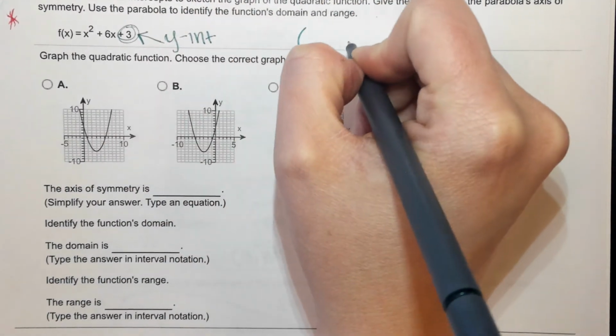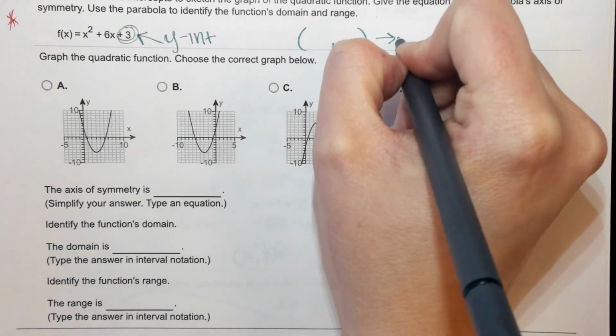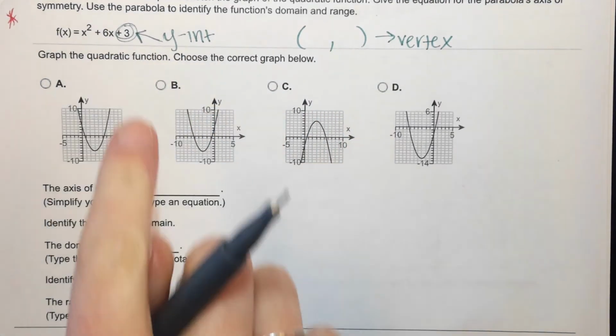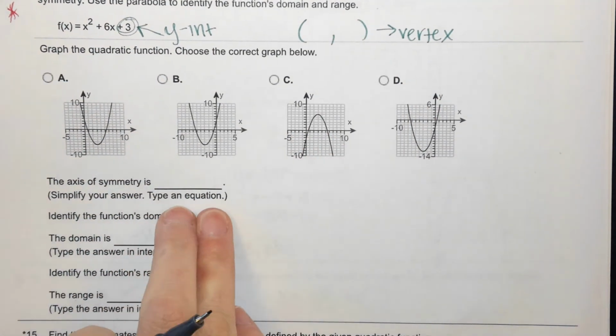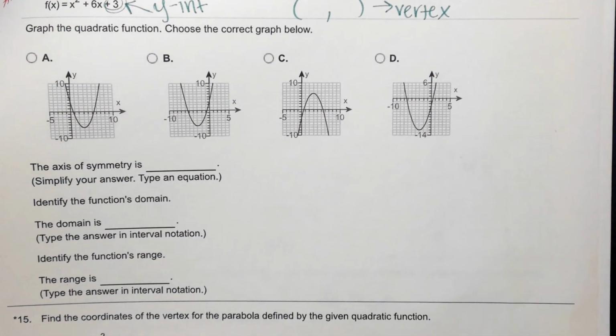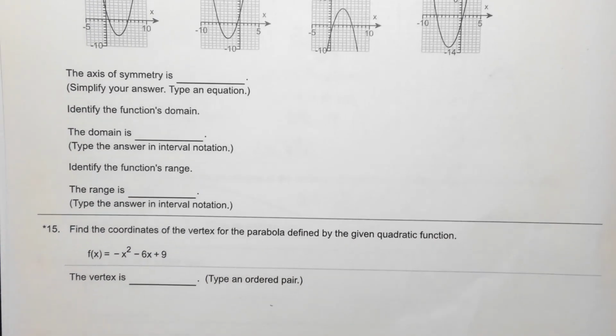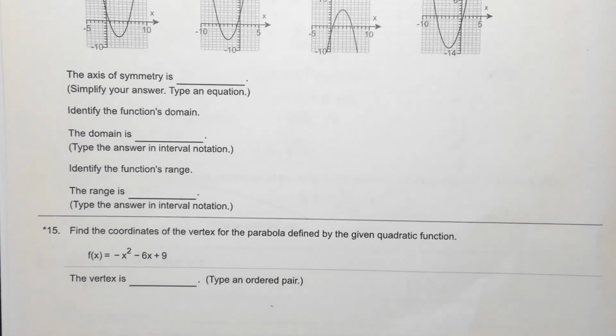And then find your vertex. Find the graph that matches, and then you can use that point, your vertex, for your axis of symmetry, your domain, and your range. Okay? And then you have another one where you're just finding the vertex.